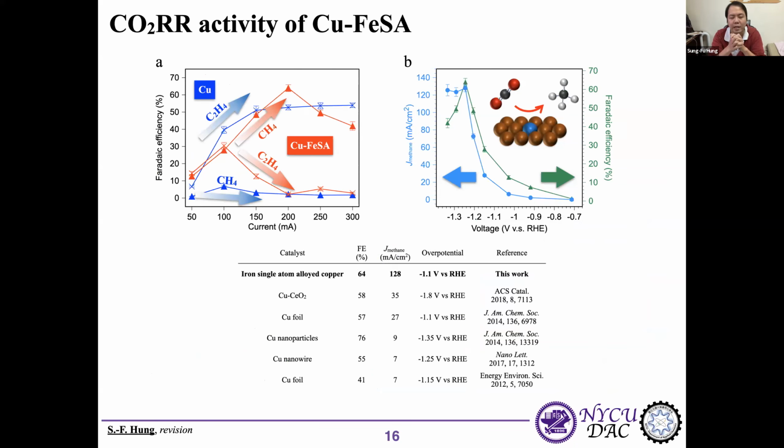Okay, so the electrochemical results show the major product of the pure copper is ethylene. The pure copper favors the C-C coupling to produce the C2 product, ethylene. But the iron single atom can change the reaction mechanism to generate methane. So the iron single atom alloyed copper can generate 64% methane, and the methane partial current density can achieve 128 milliamperes per centimeter squared.